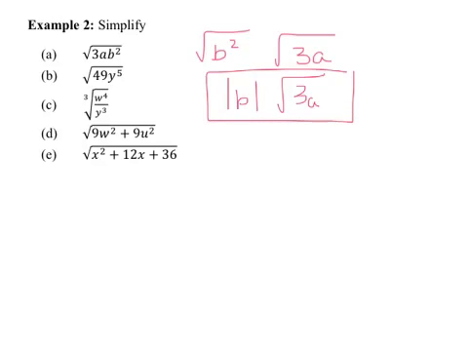Part B says the square root of 49y to the fifth. What we're going to notice here is that 49 is clearly a perfect square, but then y to the fifth we have to think about. So here's what I would do. I would definitely write the 49 here.